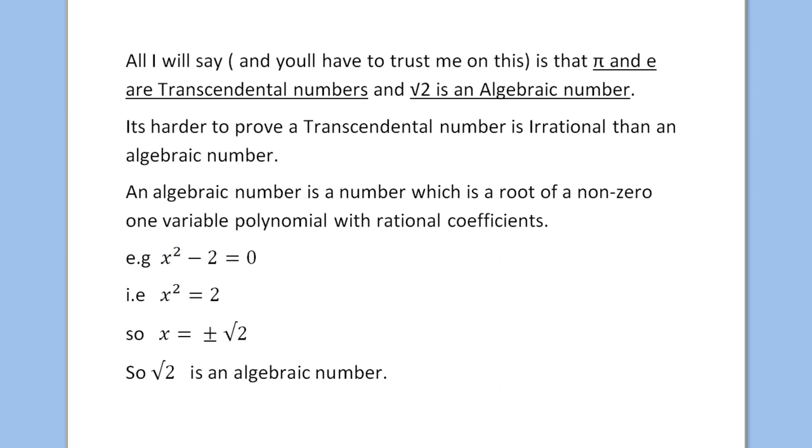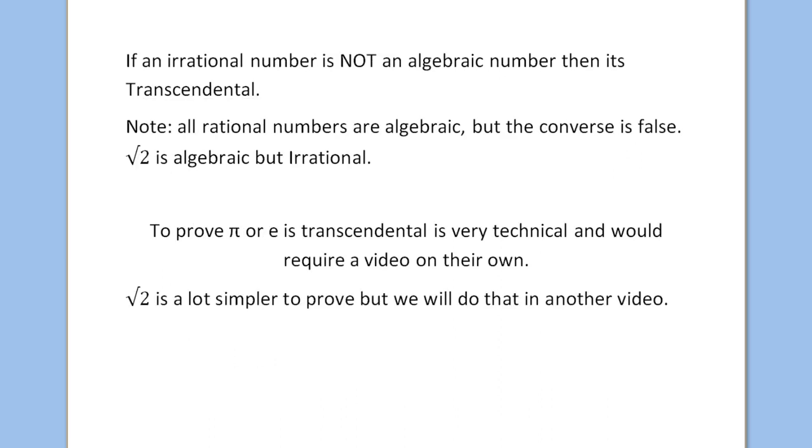An algebraic number is a number which is a root of a non-zero one-variable polynomial with rational coefficients. Example, x squared minus 2 equals 0, i.e. x squared equals 2, so x is plus or minus root 2. So root 2 here is an algebraic number because it's a root of a polynomial in one variable, and it's non-zero. If an irrational number is not an algebraic number, then it's transcendental.